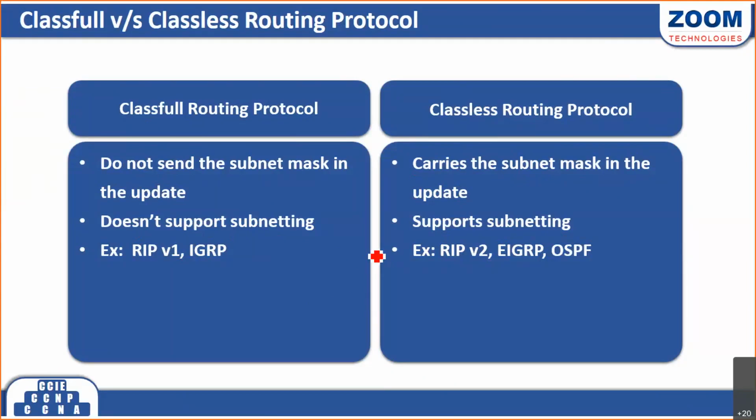So classful does not send the subnet mask in that update. Classless carries a subnet mask in that update.